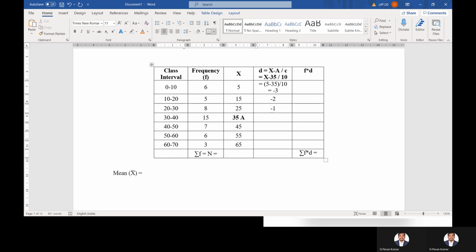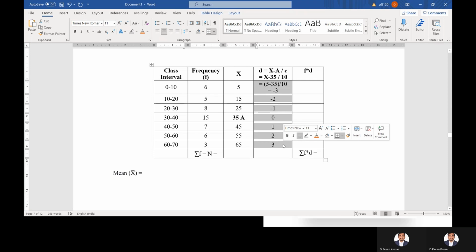0 divided by something is 0. 45 minus 35 is 10, 10 by 10 is 1. 55 minus 35 is 20, 20 divided by 10 is 2. 65 minus 35 is 30, divided by 10 is 3. See, once you use this formula, once you find the first value, the next values keep on increasing, one by one.